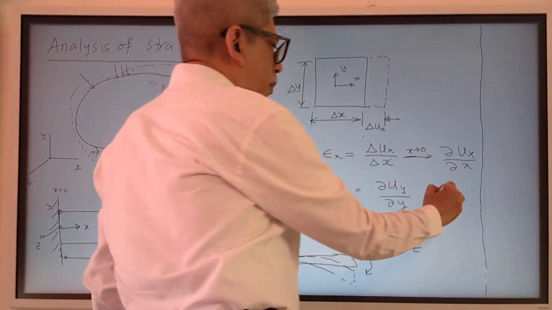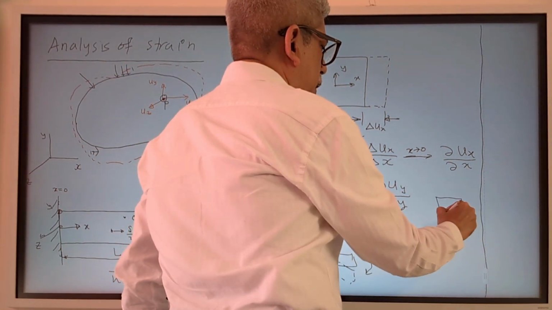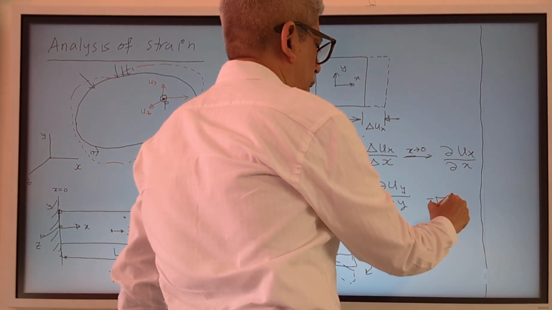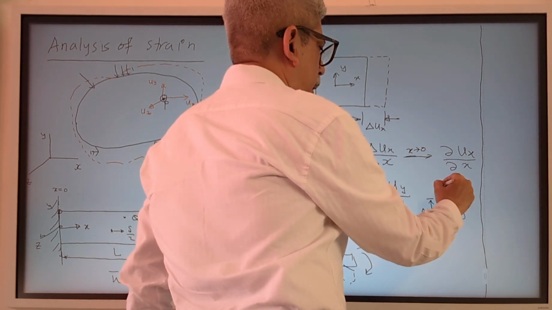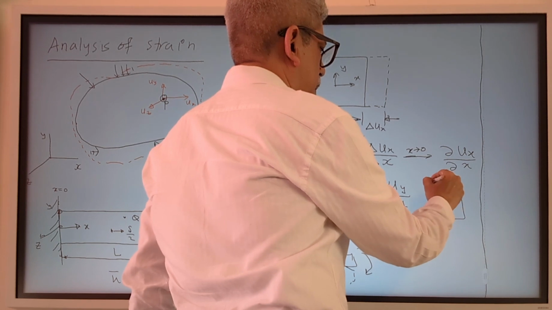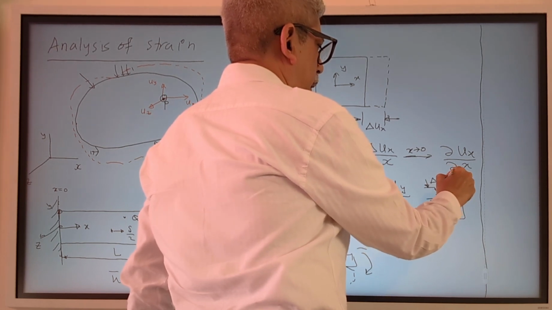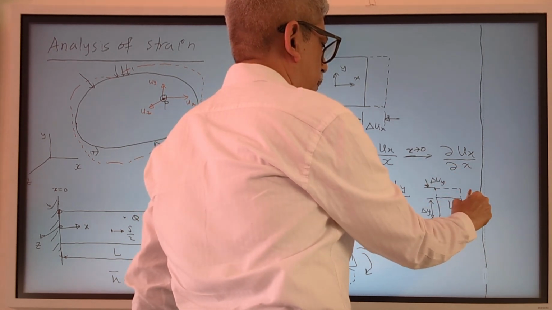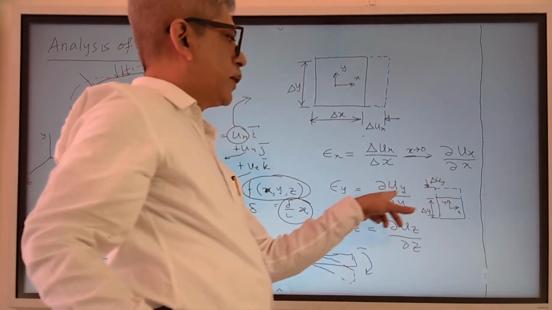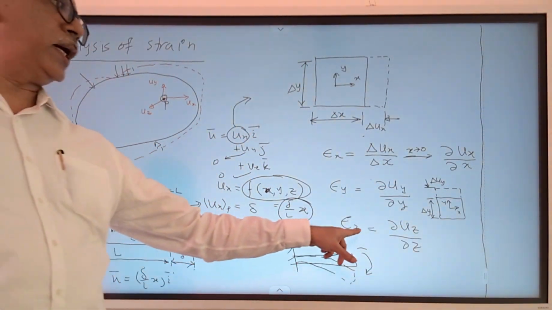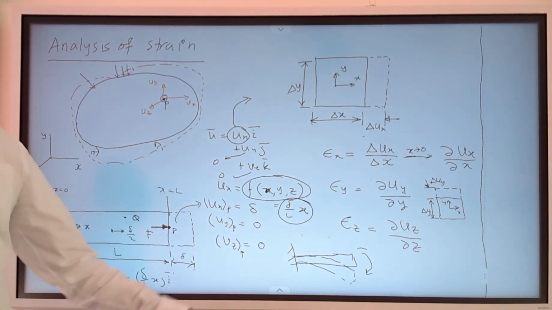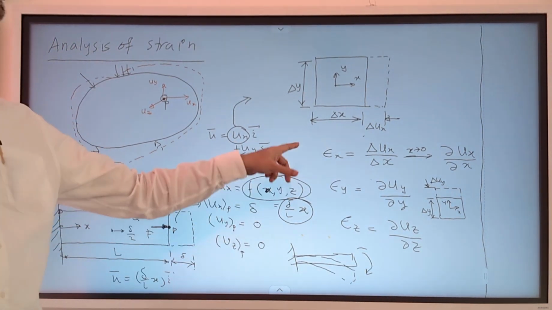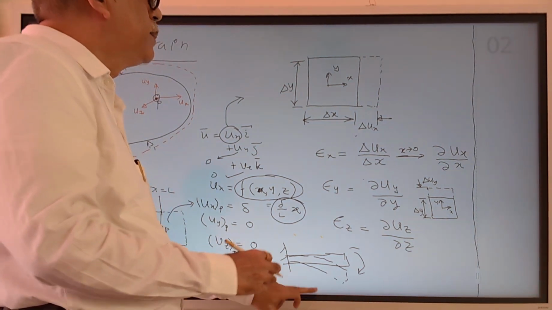In a similar fashion, you just draw the same figure in y direction and z direction. For y, if this is the original length, this is delta y, and you are elongating, so this is delta uy. In this case, you will get this figure, and epsilon z would be given in these terms. These particular terms are called linear strains.